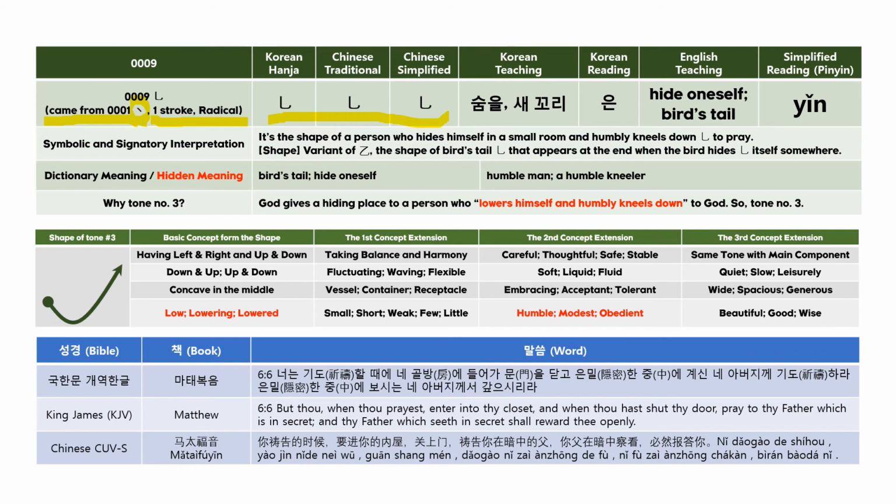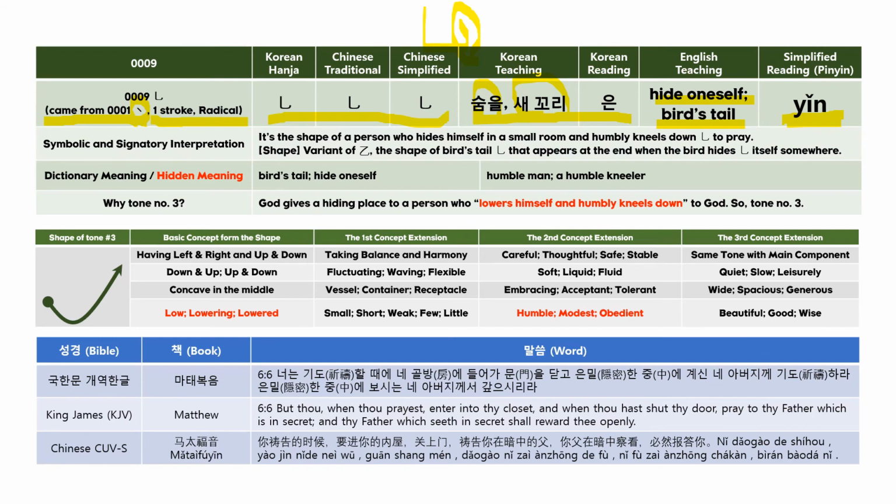In Korean language, 스물은, 세꼬리은. 스물 means hide oneself, and 세꼬리 means bird's tail. The pronunciation is tone number 3. You write this character like this. Yeah, the bird's tail part.